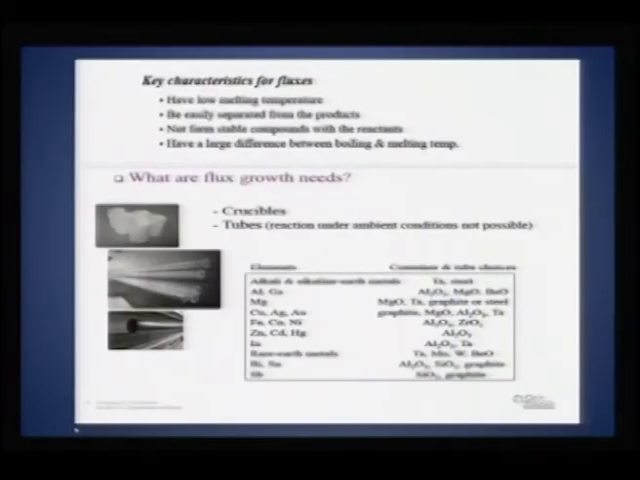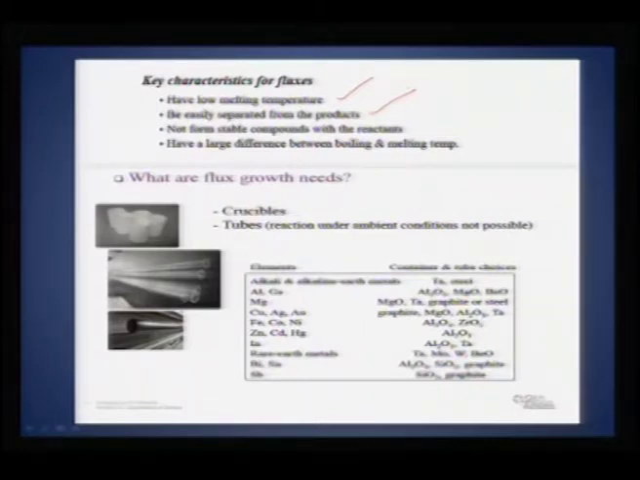For flux growth, there are some essential things that we need to bear in mind. One advantage is that you can play around with a very low melting temperature, because you are actually melting a flux, and that will bring down the melting temperature of your target compound. So, you lower the melting temperature of the desired compound. We can also easily separate the melt from the product, and therefore, this has advantages.